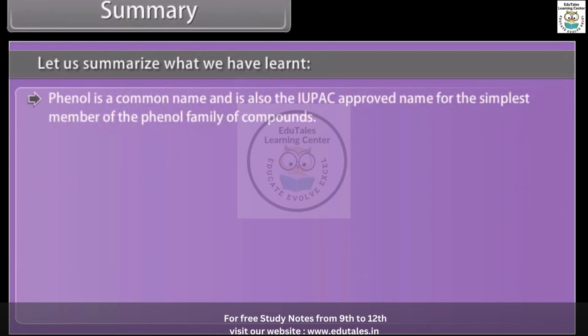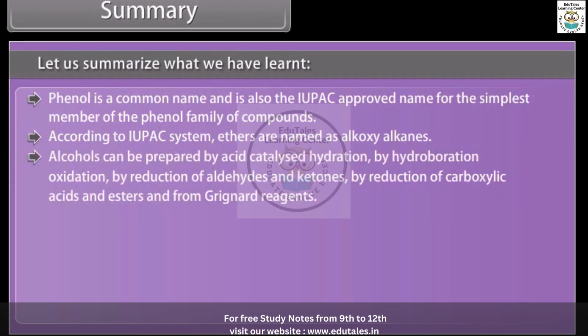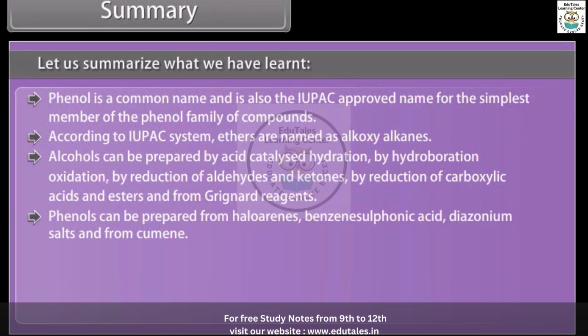Phenol is a common name and is also the IUPAC approved name for the simplest member of the phenol family of compounds. According to the IUPAC system, ethers are named as alkoxyalkanes. Alcohols can be prepared by acid catalyzed hydration, by hydroboration oxidation, by reduction of aldehydes and ketones, by reduction of carboxylic acids and esters, and from Grignard reagents. Phenols can be prepared from haloarenes, benzene sulfonic acid, diazonium salts, and from cumene.